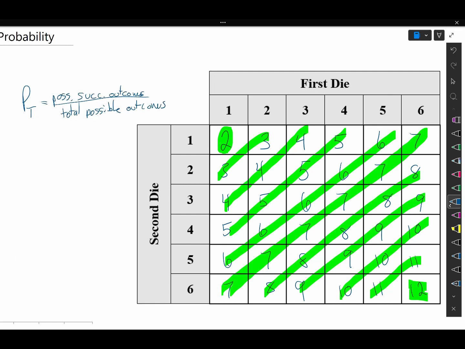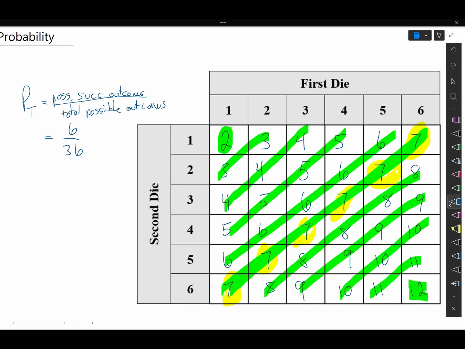Good, so we're taking the possible successful outcomes against our total possible outcomes. When we're working right here, we have 36 different possibilities, 36 different ways of rolling two dice. That's our total possible outcomes. And our possible successful outcomes, because we're looking at rolling a 7, we can see 1, 2, 3, 4, 5, 6 different ways to roll a 7. So our numerator here is 6.